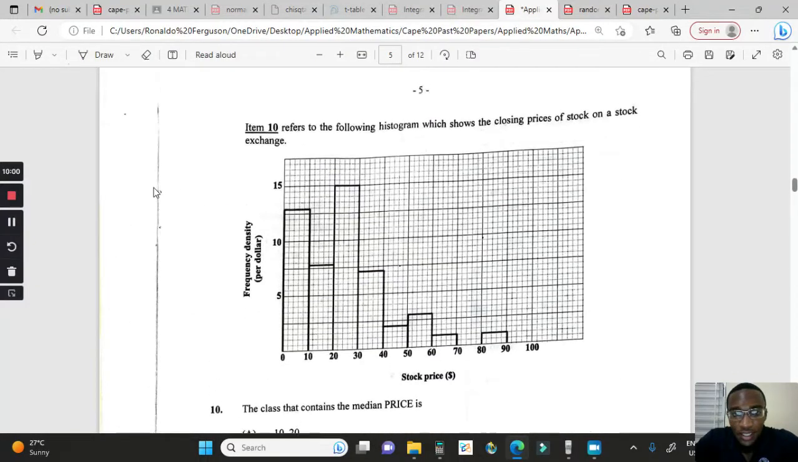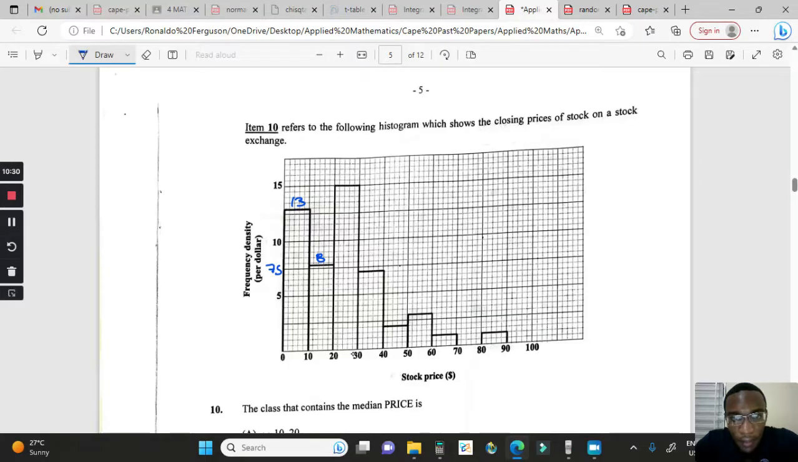Question 10, it gives us a histogram and it says the class that contains the median. Now, first thing you have to find the median class, right? First thing, add up the frequencies. This looks like 11. No, scratch that. This is not 11. This looks like past 12 and a half, so that's 13 right here. Looking at this scale, this right here is 7.5, so this would be 8.